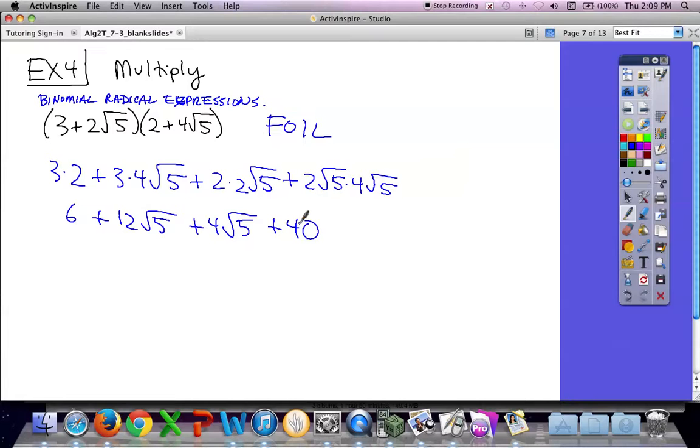Right? And now we can combine the constants. 6 plus 40 is 46. And how many square roots of 5 do we have? 12 root 5 plus 4 root 5. 16 root 5.